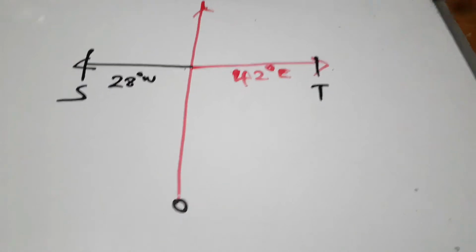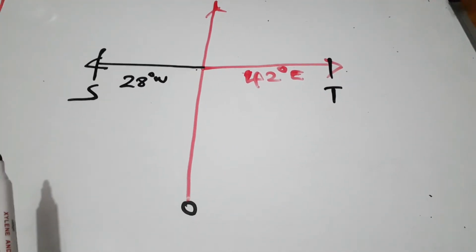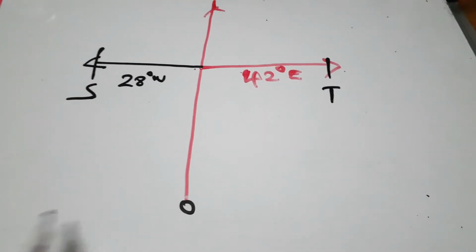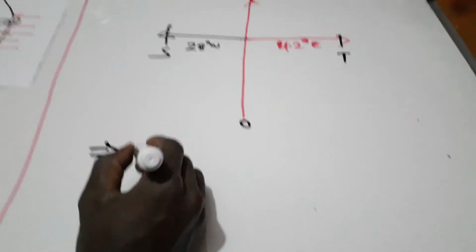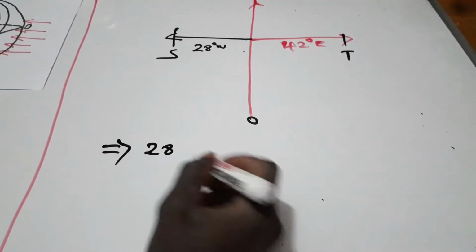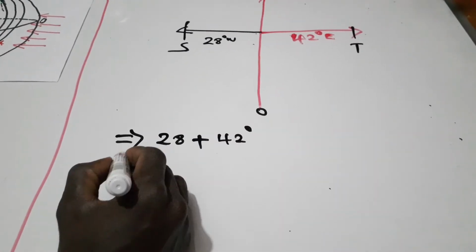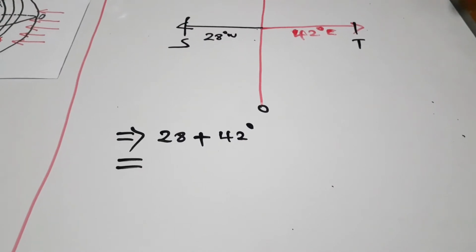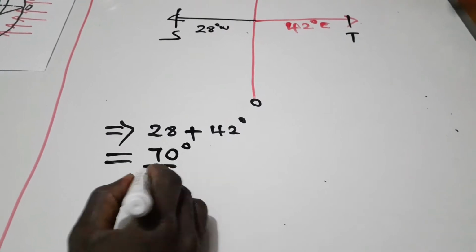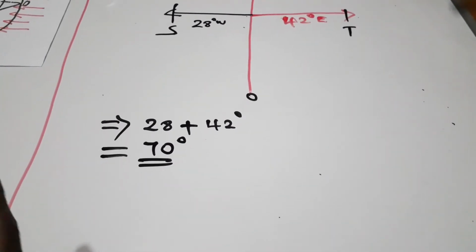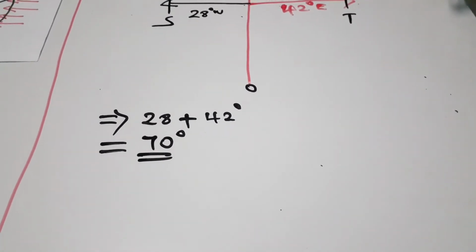So first we know that T is ahead of S by how many degrees? You're going to get the angle difference. From here to here it's 28, plus from here to here it's 42 degrees. What is the total? 28 plus 42 is going to give us 70 degrees. So it means that T is ahead of S by 70 degrees. But remember what we said back here.